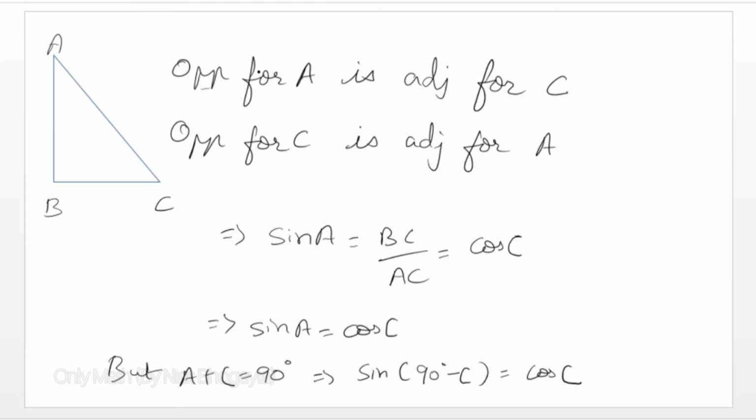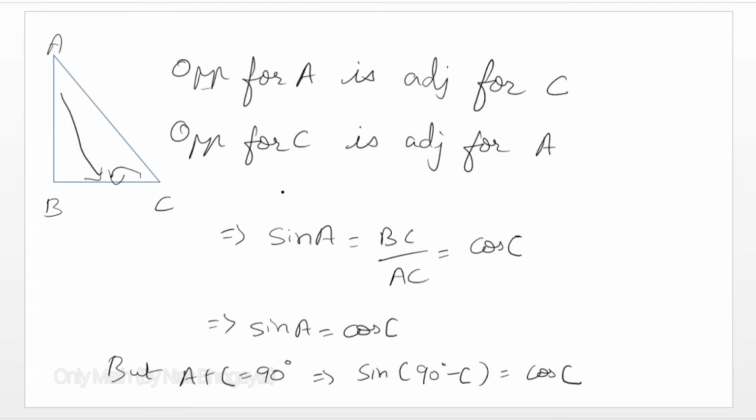So opposite for A will be adjacent for C, because look, opposite of A is this, but adjacent of C is again this. So opposite for A will be adjacent for C. Opposite for C will be adjacent for A.